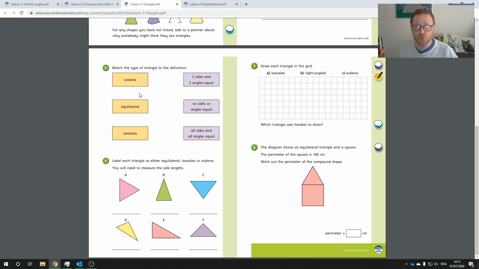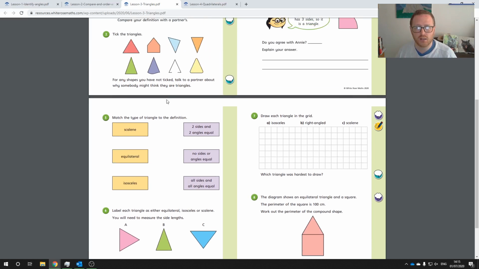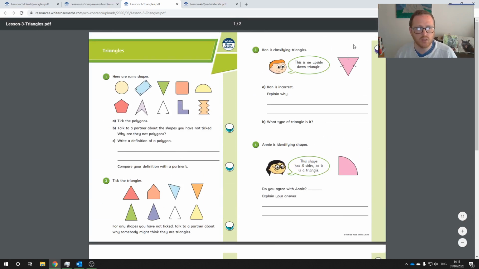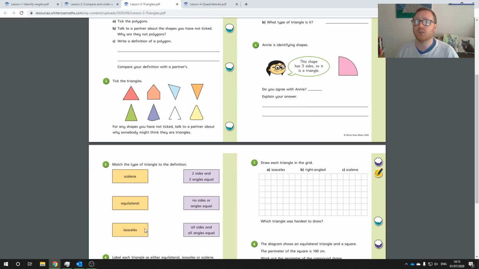There's the equilateral triangle. So the clue there is equal. All of the sides are exactly the same length, and all of the angles in the triangle are exactly the same. So here, we've got an equilateral triangle, because each of the sides is labelled as a little line, which means it's the same size as the other ones. So in an equilateral triangle, all the sides are the same length, and all the angles in each of the corners are the same as well.